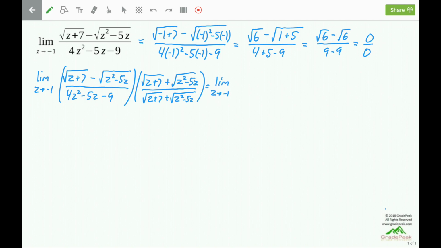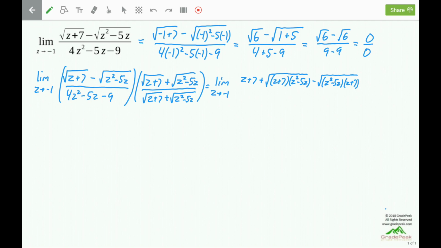In the numerator, we have the root conjugate pair. We're going to FOIL that out. First, root of z plus 7 times root of z plus 7 is z plus 7. Outside, root of z plus 7 times the positive root of z squared minus 5z will be the positive root of z plus 7 times z squared minus 5z. Inside, negative root of z squared minus 5z times the positive root of z plus 7 will be negative root of z squared minus 5z times z plus 7.